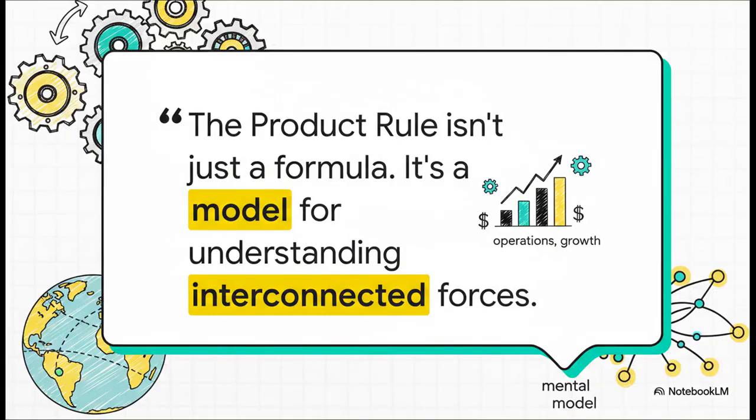So, what's the big picture here? What's the main takeaway? The product rule is so much more than just a formula to memorize. It's really a mental model. It's a framework that helps you understand how interconnected forces drive change in any complex system. And believe me, whether you go into economics, finance, or operations, the ability to think in this structured way will be an incredibly valuable asset.